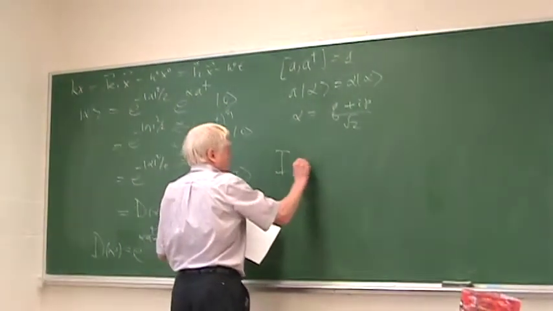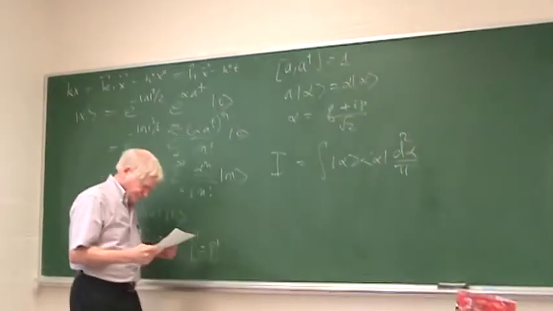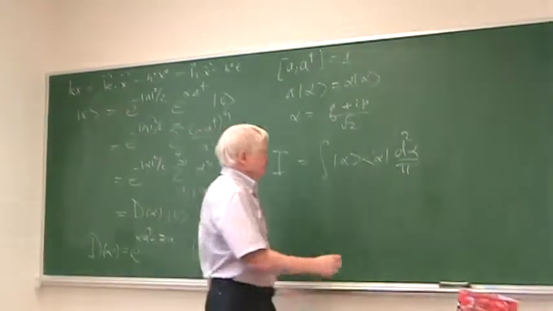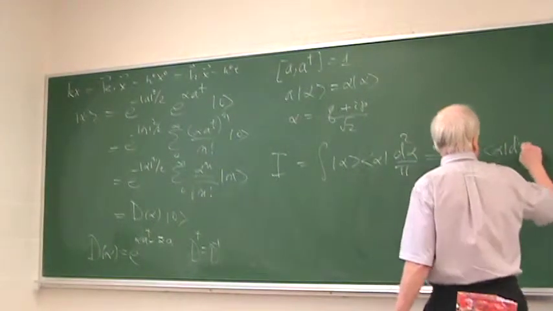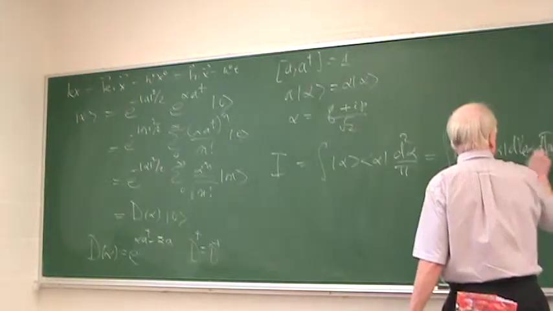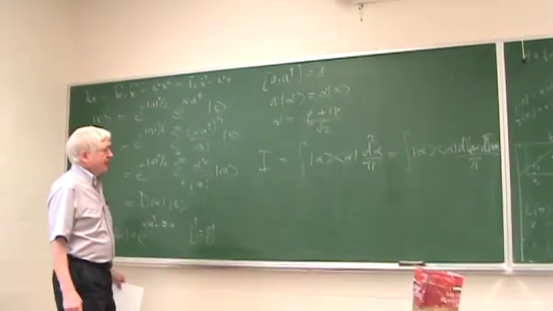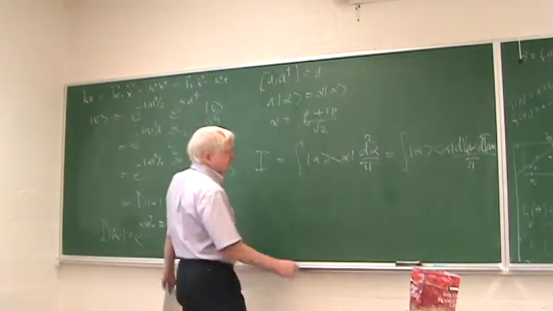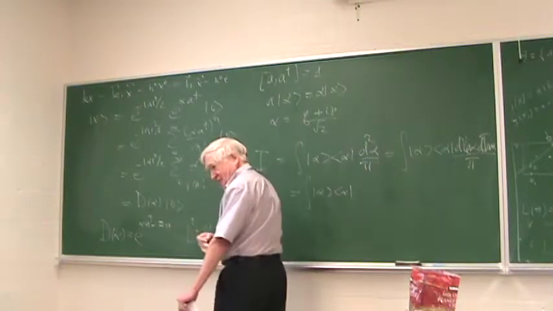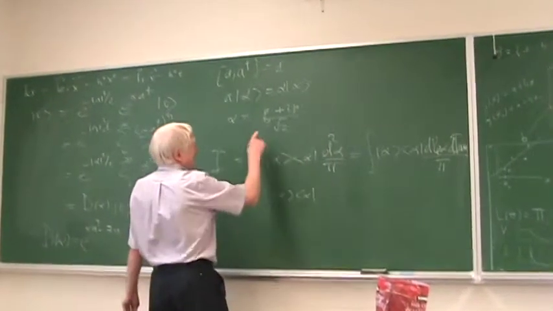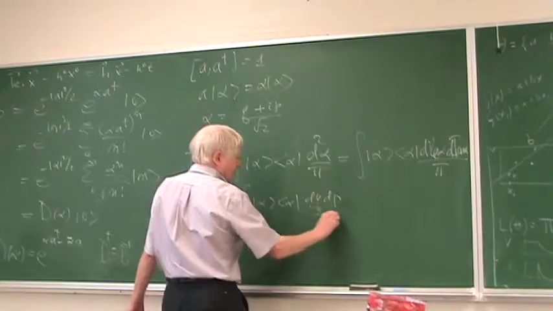All right, the identity operator is an integral of the outer product of alpha, d2 alpha over pi. And this thing is effectively the integral of alpha alpha d real alpha d imaginary alpha over pi. So it's an integration over the alpha plane. And I guess another way of thinking about it is, this would be dq over root 2 dp over root 2. So it's dq dp over 2 pi.